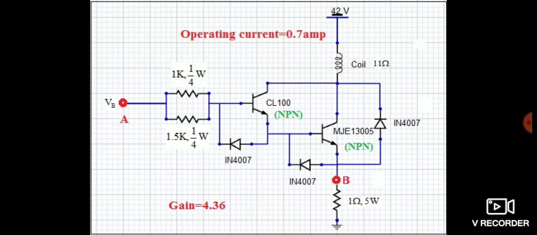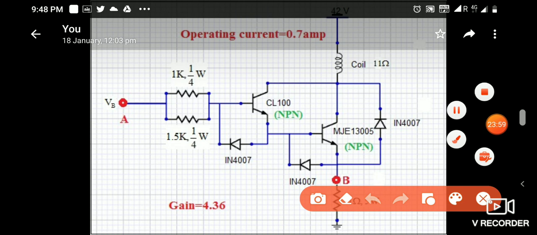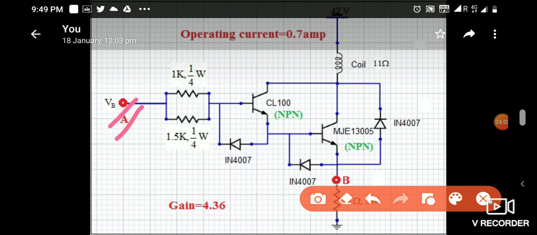This point is coming from the current controller. Now it is going through the Darlington pair circuit, and this current we need, 0.9 ampere, at the stable levitated position.